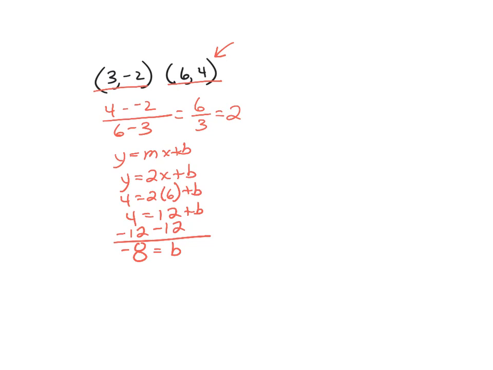So now I know what my slope is. I know my slope is 2. I know my y-intercept is negative 8. So I can write my equation. My equation would be y equals 2x subtract 8.